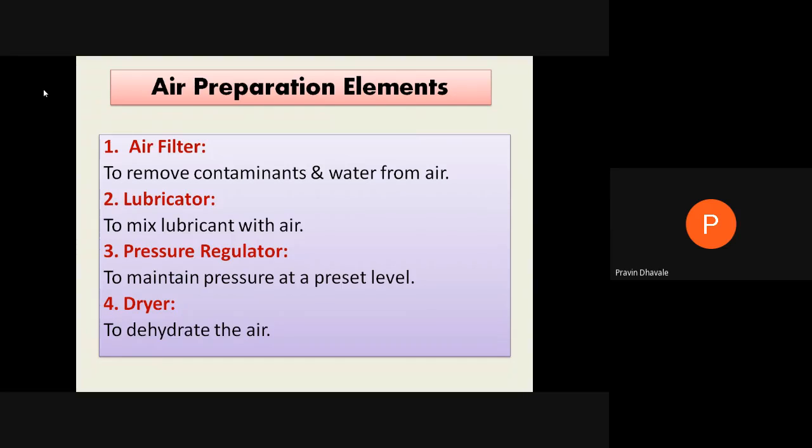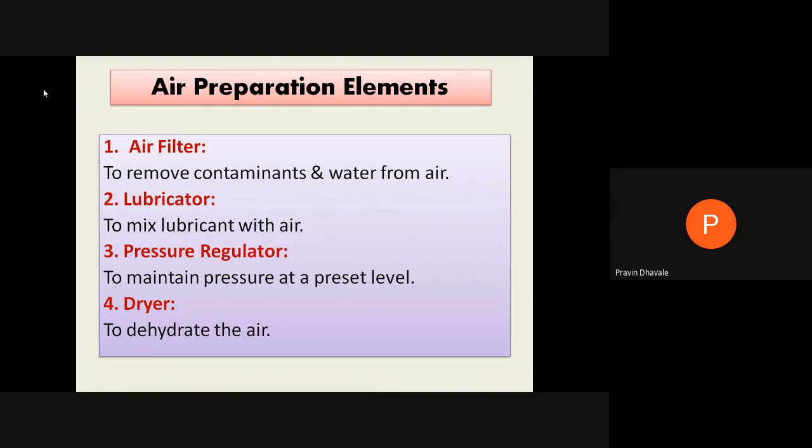So in this part we will focus on some devices that come under the category of air preparation elements. First one is the air filter. Why do we require the air filter? What is the function of the air filter? The air filter is required to remove foreign particles, contaminants, and water from the atmospheric air. The second element of air preparation is the lubricator.